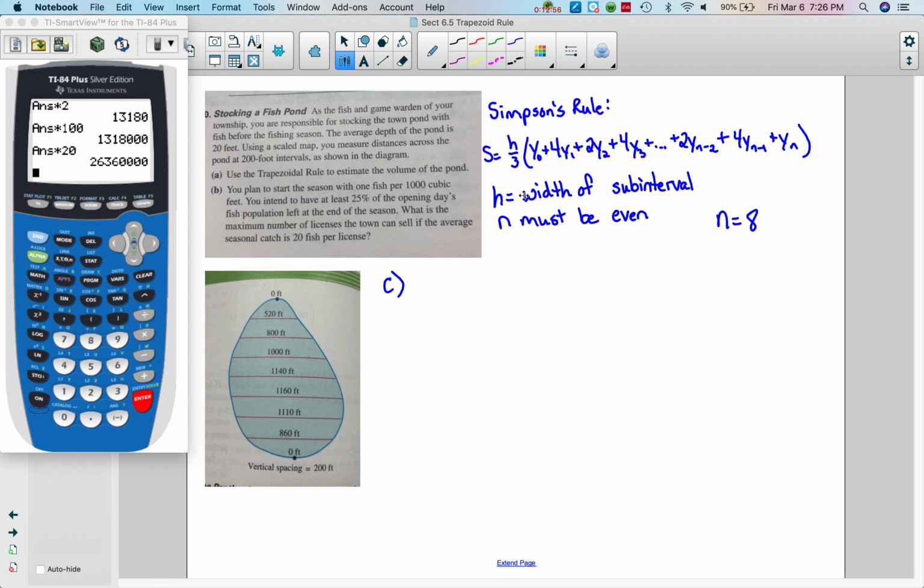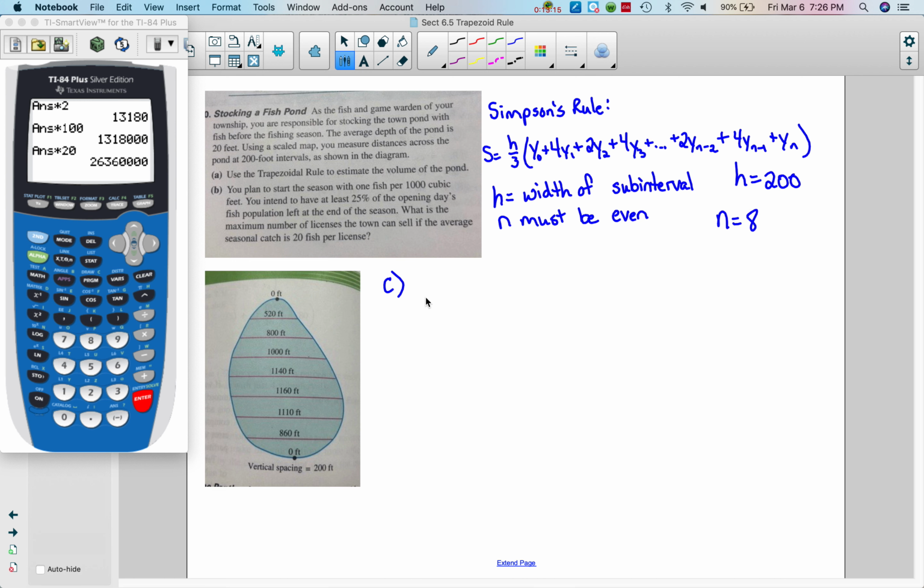Our width of our subinterval is still 200, so h is still 200. You can't use these if you don't have equal intervals. So that's kind of key on that. If you were doing the trapezoid rule and you did not have equal intervals, you would have to just calculate the area of each trapezoid separately and then add them all together.